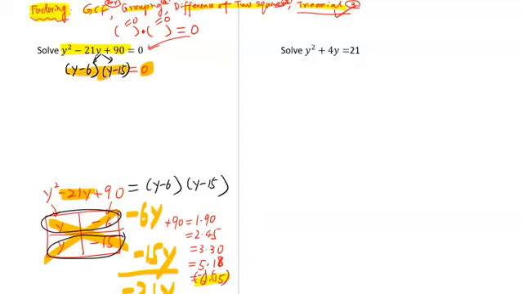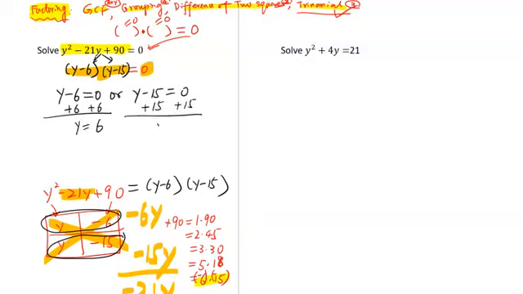So all we need to do is set whatever in each box equal to 0. So y minus 6 is 0 or y minus 15 is equal to 0. To get y by itself in each equation, we add 6 here and we add 15 here. So now we end up with y equals 15 or y equals 6, two answers. Again, if you have time, plug the numbers back in to replace y, so you can verify that both are correct answers.